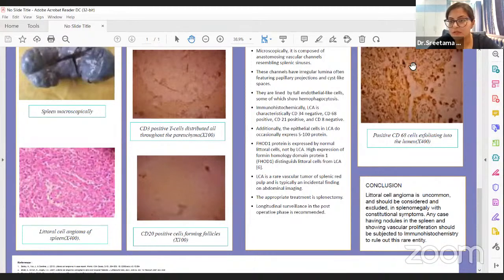Coming to the conclusion, littoral cell angioma is uncommon and should be considered and excluded in splenomegaly with constitutional symptoms. Any case having nodules in spleen and showing vascular proliferation should be subjected to immunohistochemistry to rule out this rare entity. Thank you all.